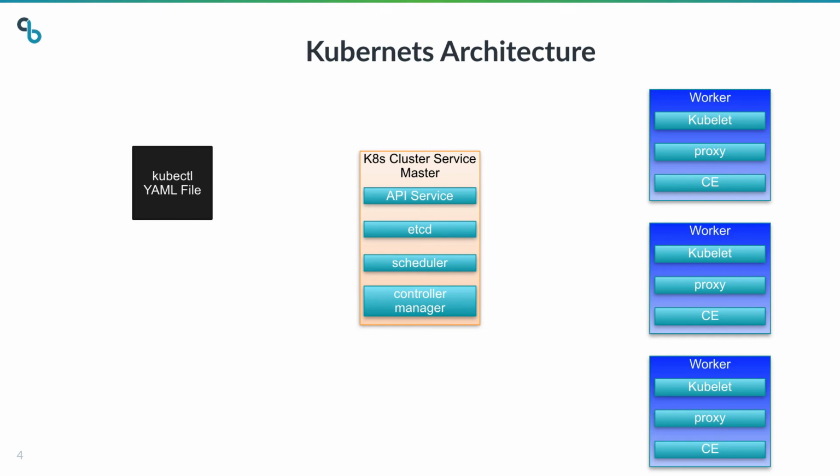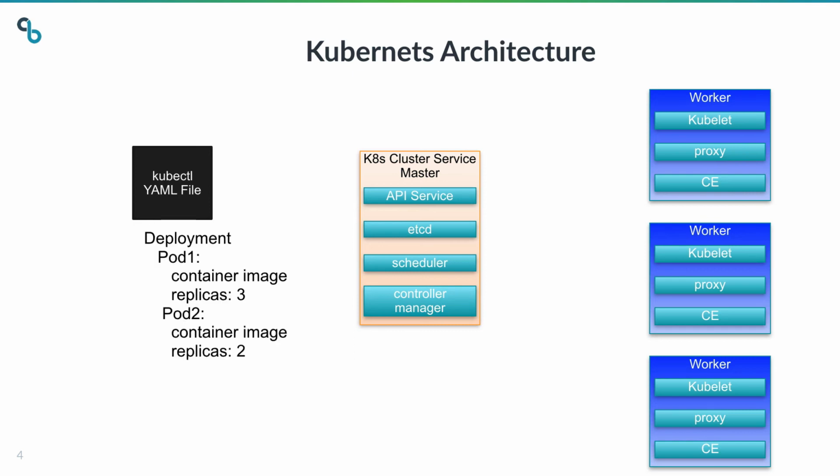Now, as I mentioned, this is going to be a declarative process. Kubernetes wants to do declarative state management. What that means is I'm going to declare the state I want my system to be in, and then it's going to implement it. For example, if I have a deployment with 2 pods, I'm going to have a container image, and then a number of instances or replicas that I want for that pod. So you can see here I've got pod 1 and pod 2. I have a container image, and I'm going to have 3 replicas for pod 1, and 2 replicas for pod 2.